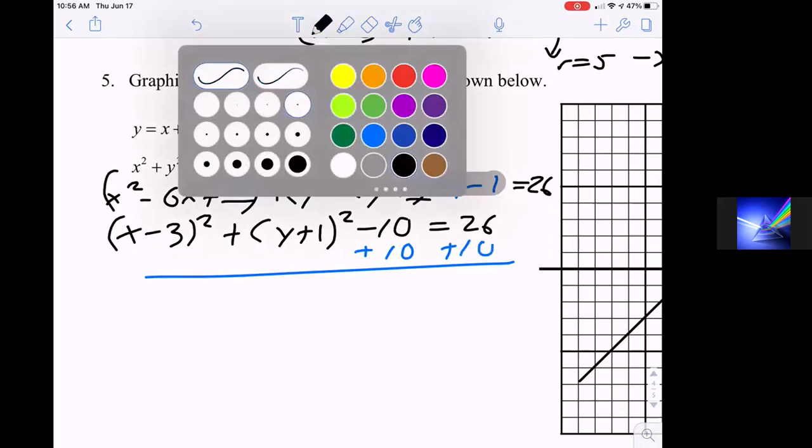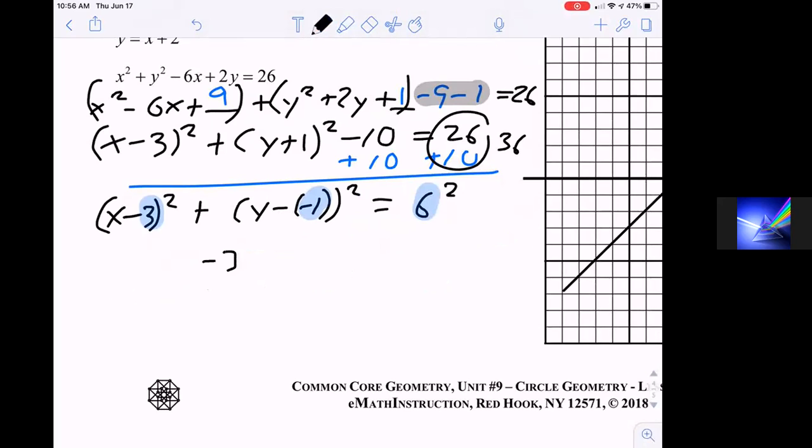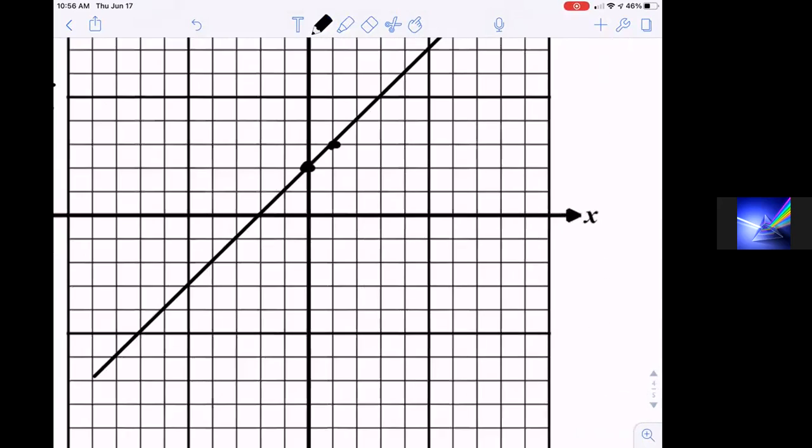And let's rewrite this as (x minus 3) quantity squared plus (y minus -1) quantity squared equals 36. But 36 would be 6 squared. So we get a center of (3, -1) and a radius of 6. So there's your center. There's your radius. Now let's plot this. Go 3, down 1. There's your center. Now you have a radius of 6.